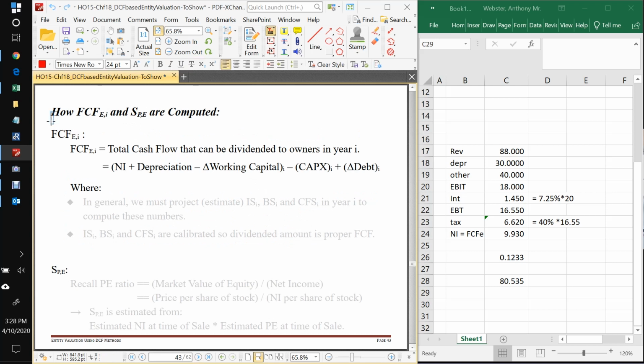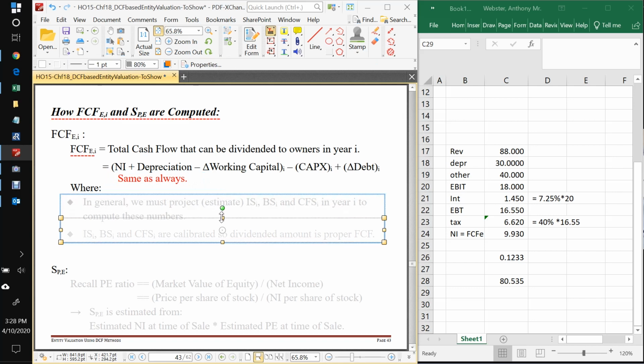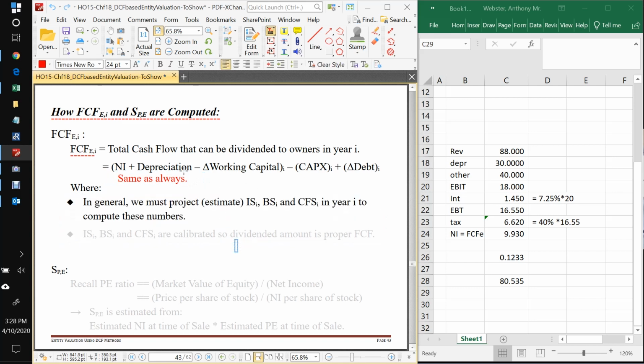Okay, so how are we, in this case, going to compute the free cash flows, and how are we going to estimate that sale price when we sell the firm? Okay, so the free cash flow to equity, guess what, is same as always, right? The free cash flows come from this equation, and same as always, in general, to get these projections, we're going to have to estimate future income statements, balance sheets, cash flow statements, okay?